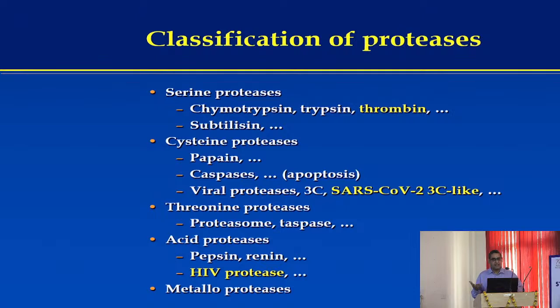Because of the new techniques coming up, new proteases and new functions are being looked for. In serine protease, chymotrypsin is there, trypsin, thrombin, subtilisin; these are the important proteases. Then cysteine, you have papain, and then viral proteases which are targeted for vaccine development, for drug discovery. There is a protein for the HIV-1 protease, and then you have the proteasome and taspase, along with the acid proteases like HIV protease.